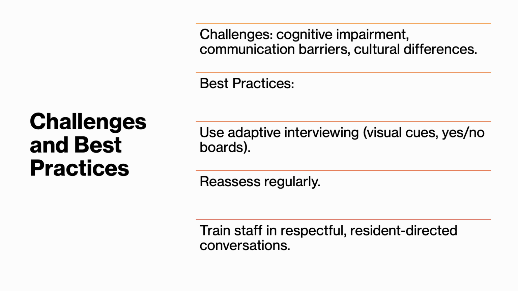Using adaptive interviewing, so visual cues, kind of like we talked about before with the laminated sheet that they can point to things. You can also make the questions yes or no questions or have yes or no boards. Reassessing regularly is important, and training staff in respectful and resident-directed conversations is also important. So talking to them like adults, like they're people, not just bedbound humans that aren't capable of doing anything. And something to consider is that even residents with dementia can express preferences when we adapt our methods. So we're going to document how you attempted to capture their voice in that assessment as well.